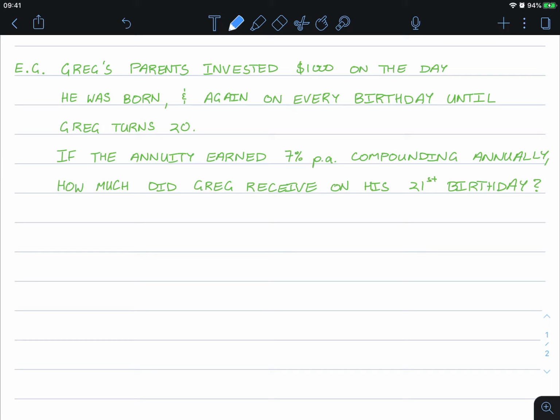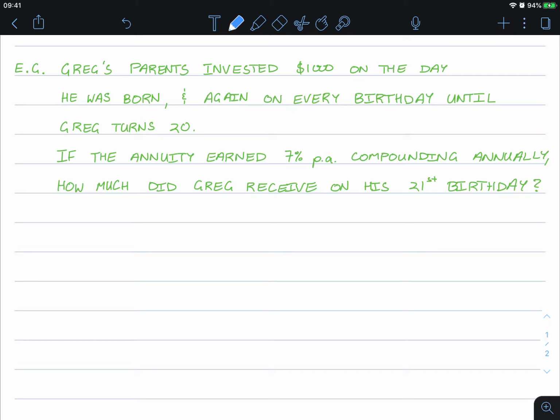So Greg's parents invested $1,000 on the day he was born, and again on every birthday until Greg turns 20. If the annuity earned 7% per annum, compounding annually, how much did Greg receive on his 21st birthday?